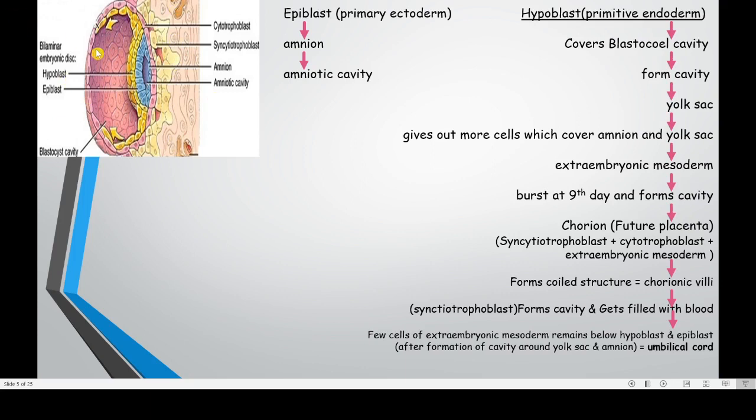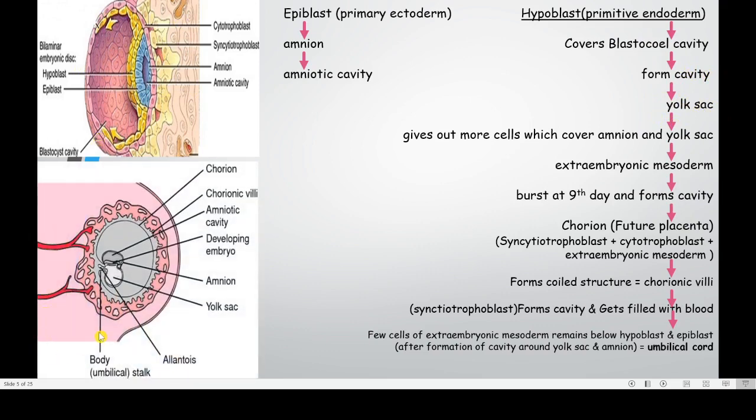So here again, epiblast is forming the amniotic cavity. These are the cells of amnion and epiblast. Now the hypoblast cells are covering the blastocyst cavity. This is the blastocyst, and they are covering the blastocyst, and afterward the cavity will form over here, which will be called the yolk sac. Okay, so now here the yolk sac will develop. See here, this is the yolk sac.